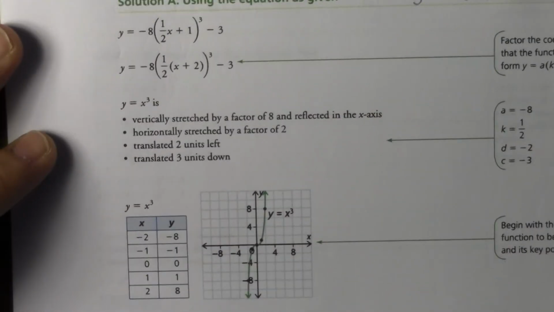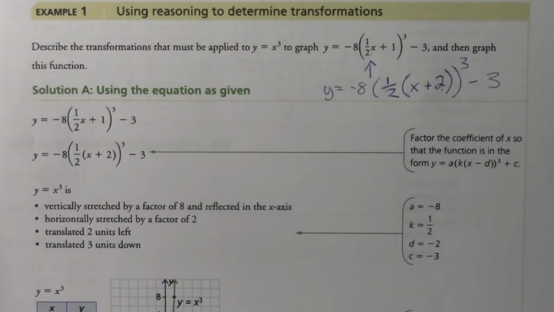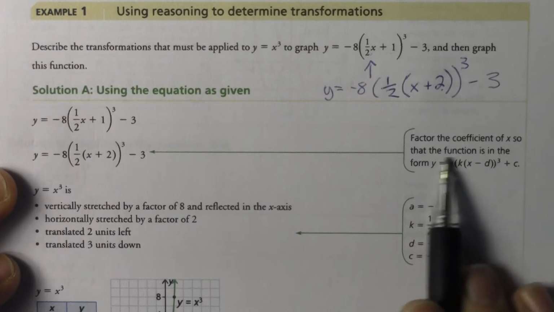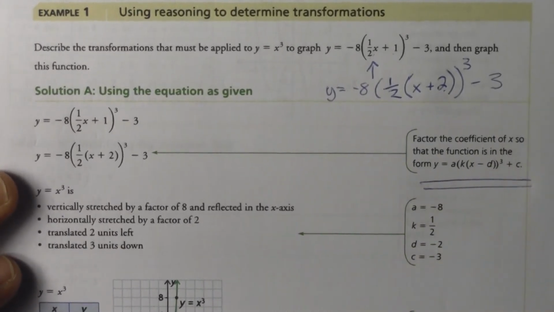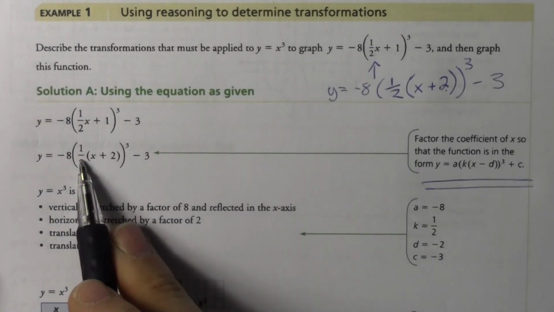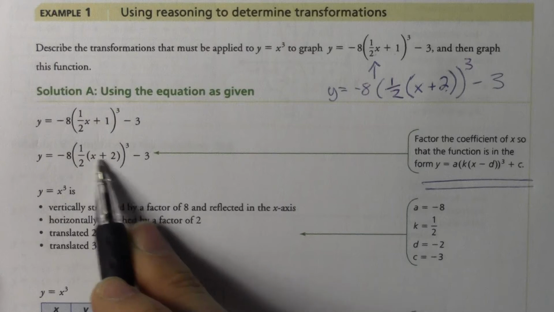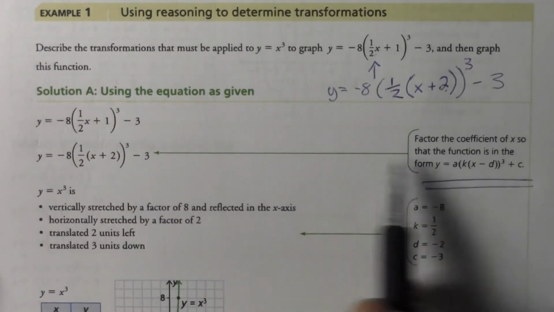All right. So you'll notice that's the first thing they do. It says factor the coefficient of x so that the function is in the new form. They want it to look like that. So until we factor out k and have x plus d in brackets there, we don't have it in this form.